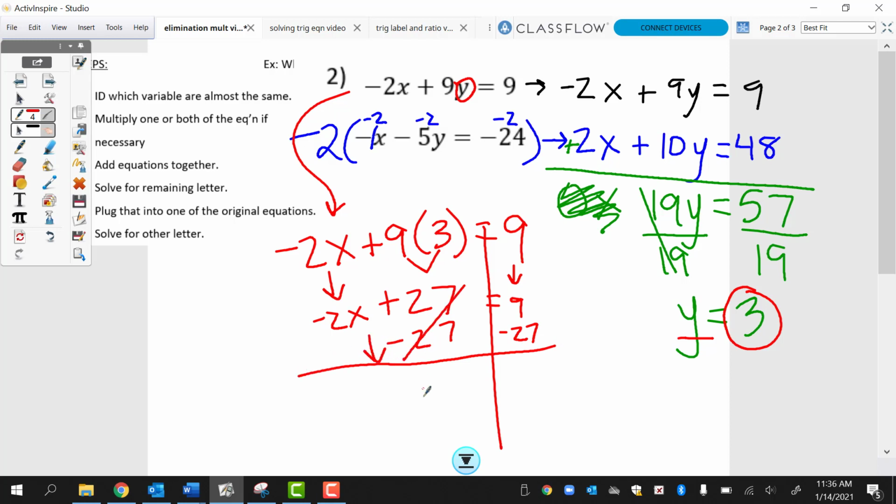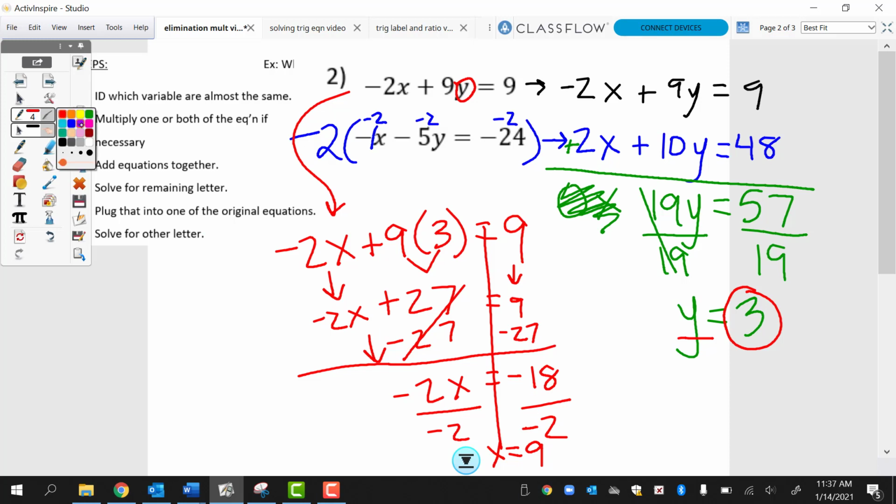Drop down my negative 2x. 9 minus 27, we type that in the calculator, we get negative 18. Last step, divide by negative 2. And I get x equals positive 9. Negative 18 divided by negative 2 is positive.